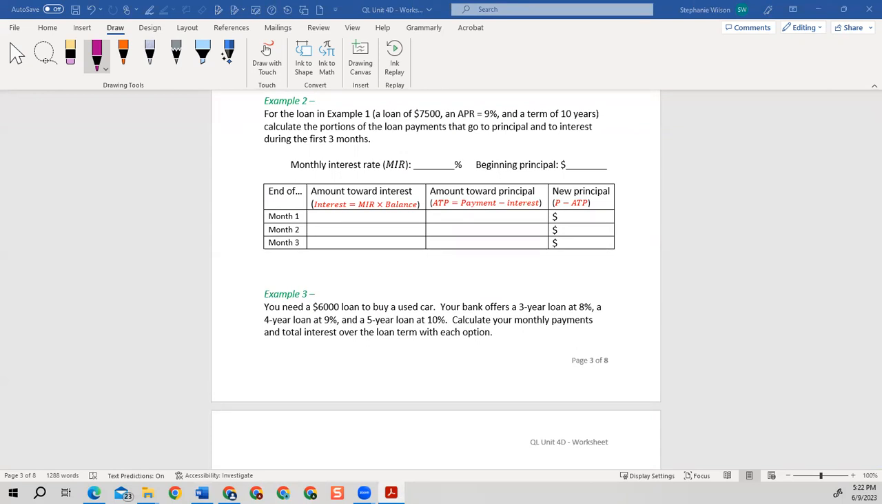So this next example says, for the loan in example 1, so it's talking about that student loan of $7,500 and an APR of 9% and a 10-year term. Calculate the portion of the loan's payment that goes to principal and to interest during the first 3 months. Okay, so I really need to make me some room here because I didn't have enough room in the table.